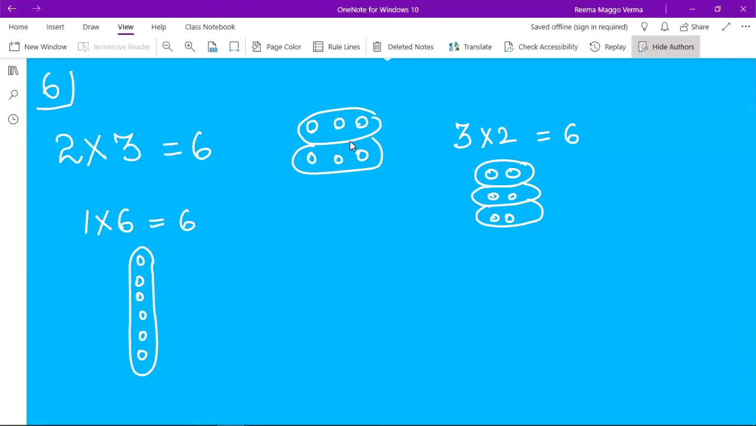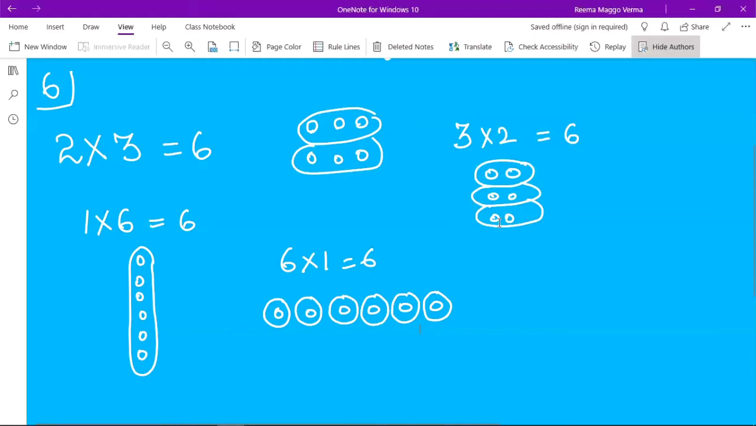Another way can be 6 groups of 1. So all these are groups of 1. 1 group of 1, 2 groups of 1, 3 groups of 1, 4 groups of 1, 5 groups of 1, 6 groups of 1 and we get 6. So here all these numbers are groups of 6.